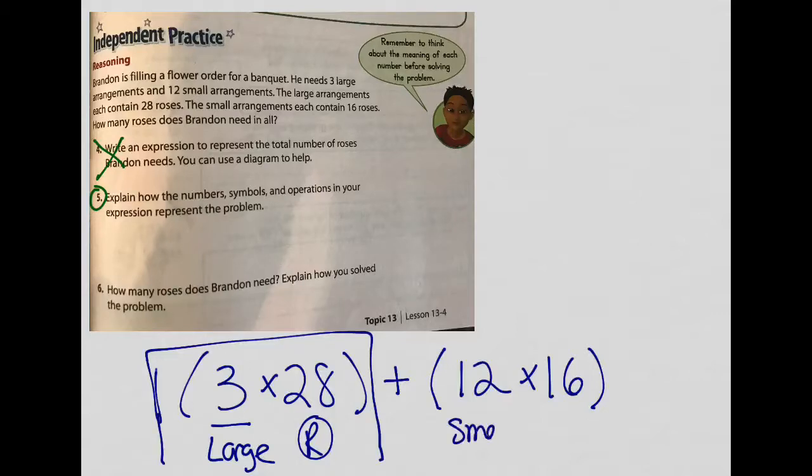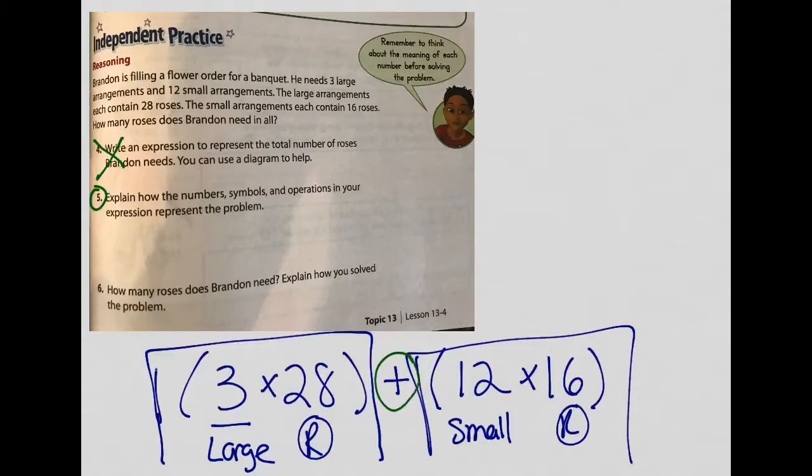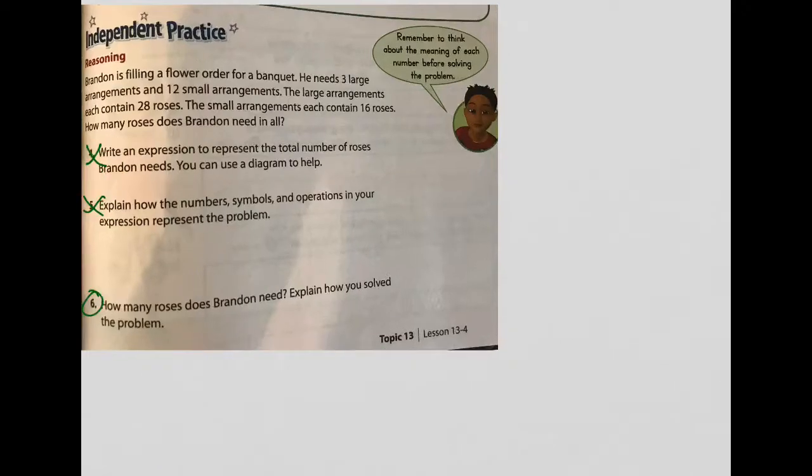Here I have small arrangements, and I have the number of roses in small arrangements. This part of the problem is going to give me the total number of roses in small arrangements, and I picked the operation of addition because adding those two totals together is going to give me the number of roses in all. Let's look at question number 6. 6 is where we're going to end up doing some math. How many roses does Brandon need? Explain how you solve the problem.